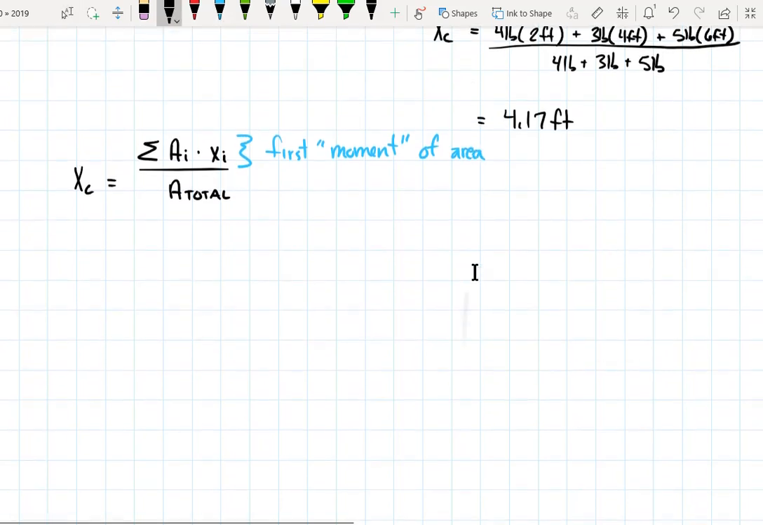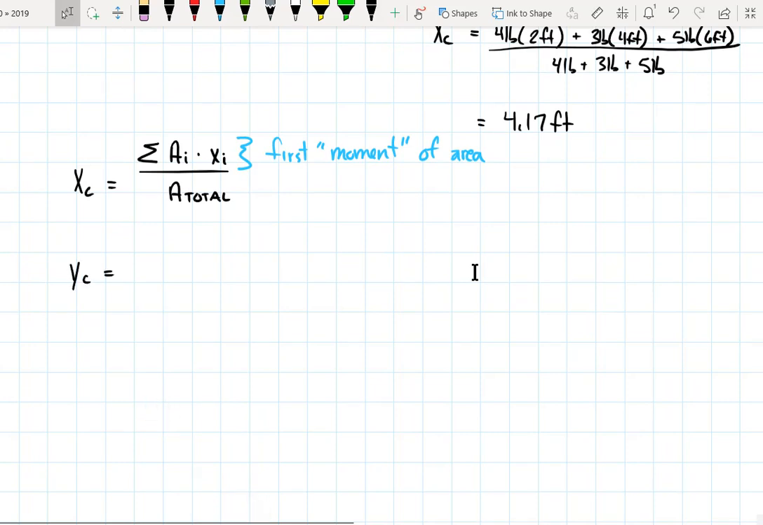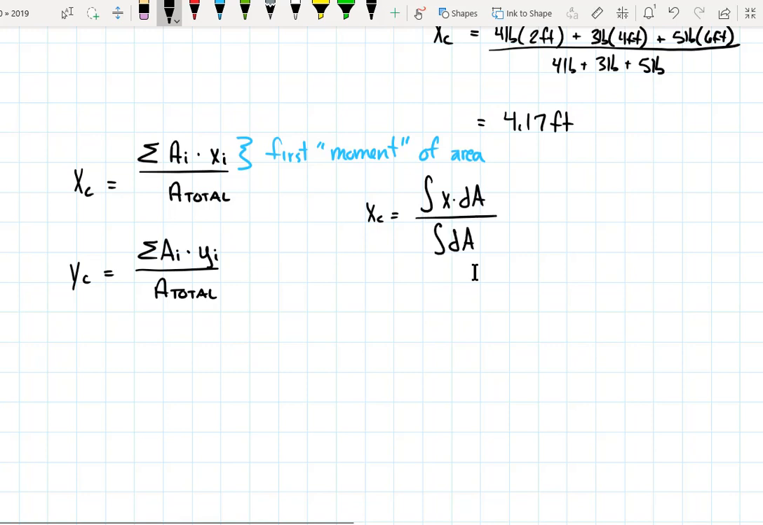And I could have a very similar equation for y sub c. The only difference would be I would sum up the areas times their individual y coordinates and still divide by the total area. And like I said, you can use an integral form, x sub c equals the integral of x dA over the integral of dA. So the integral of dA is just the total area. The integral of x dA is the x coordinate times the area, but the area is a differential area. And you can do the same thing for y. And you can do z also. We're not going to deal with z in this class.